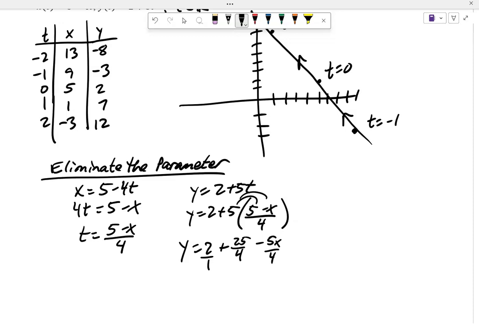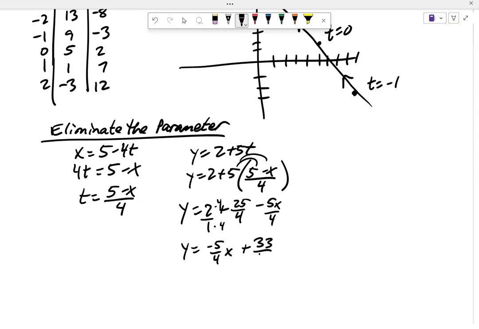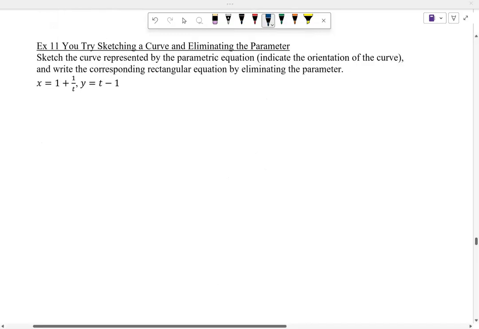This is over 1. Let's get that out of the common denominator. 4, so times 4 times 4. So I got y equals -5 fourths x plus 33 fourths. So we definitely have a line here as we drew. Right here, let's go ahead and doesn't look like I have any restrictions on t. Let's do t being -2 again up to 2.